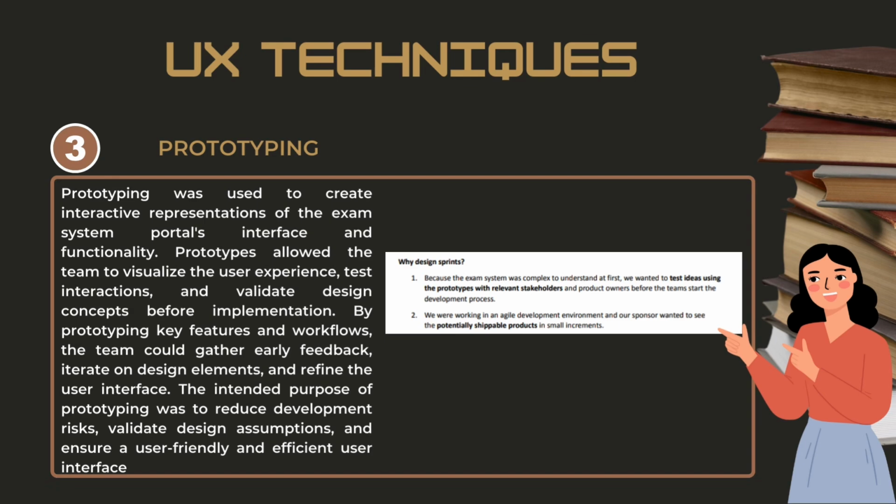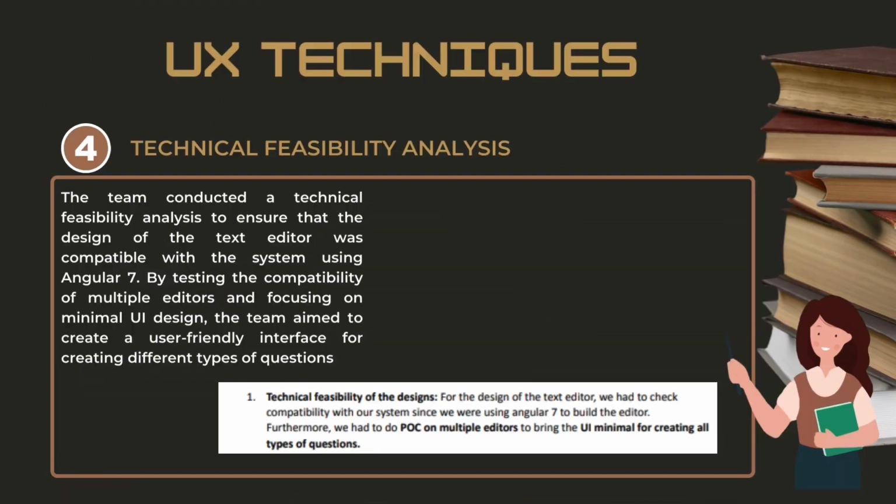Next, we go for prototyping. Prototyping is the process of creating an early, simplified version of a product or system to explore ideas, test functionality, and gather feedback from users. In this case, prototyping was used to create an interactive representation of the exam system portal interface and functionality. Prototypes also allowed the team to visualize the user experience, test interaction, and validate design concepts before implementation. By prototyping key features and workflow, the team could gather early feedback, iterate on the design elements, and refine the user interface. The main purpose of prototyping was to reduce development risk, validate design assumptions, and ensure a user-friendly and efficient user interface.